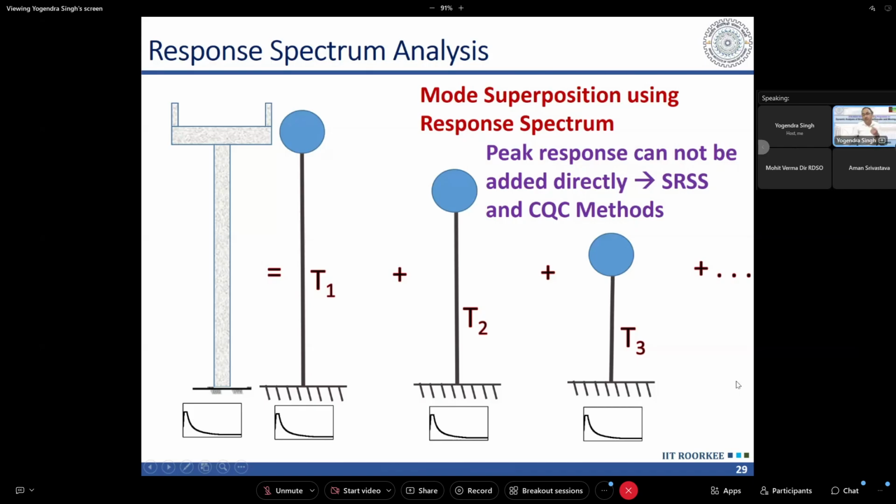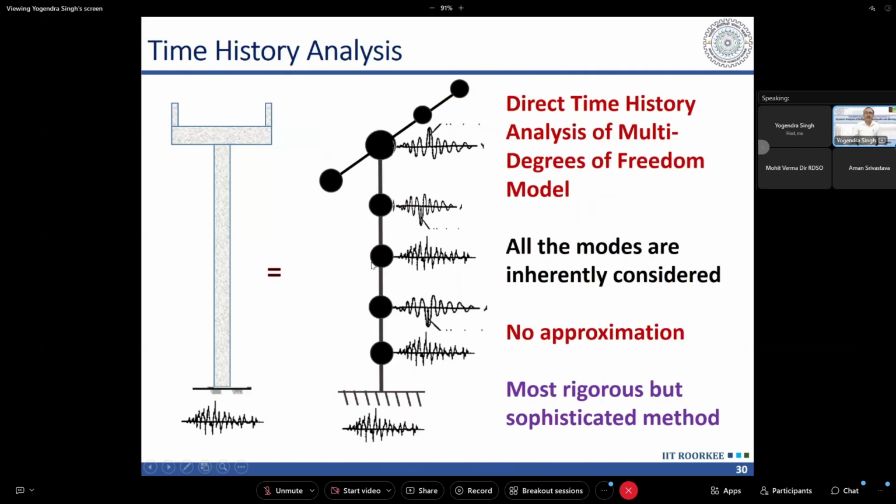And it may also be possible in many cases that you cannot excite all the modes. The frequency of some of the modes may be so high that you are not able to excite them. So in many cases, it may not be possible to achieve 90% mass participation. So what we should do in that case? In that case, this mode superposition method, neither using response spectrum nor using time history, is valid. In that case, we have to go for direct time history analysis of our structure.